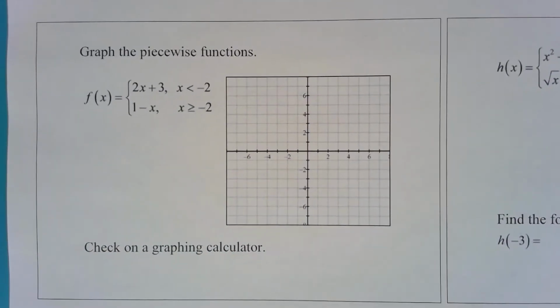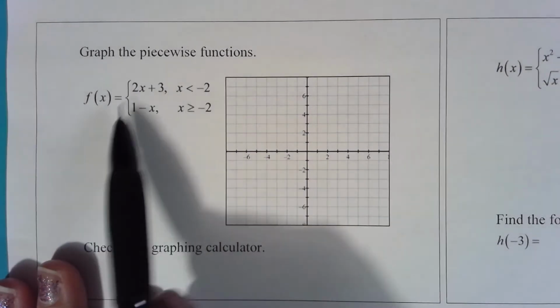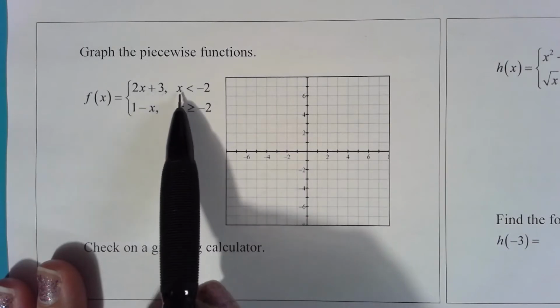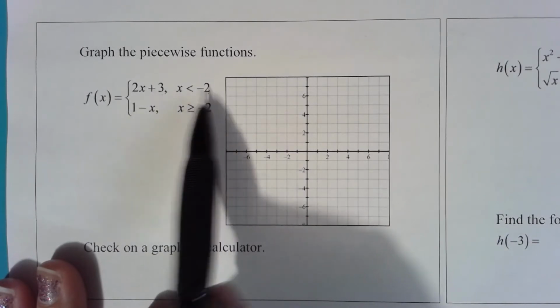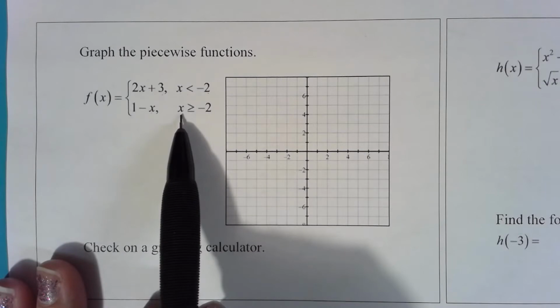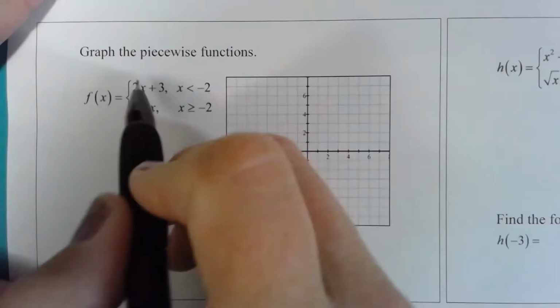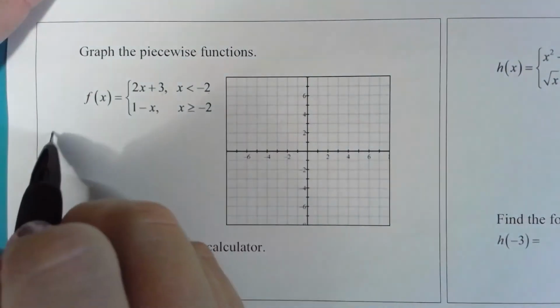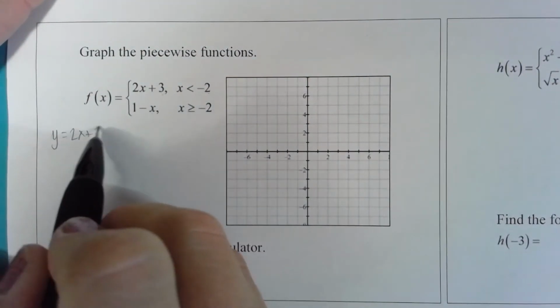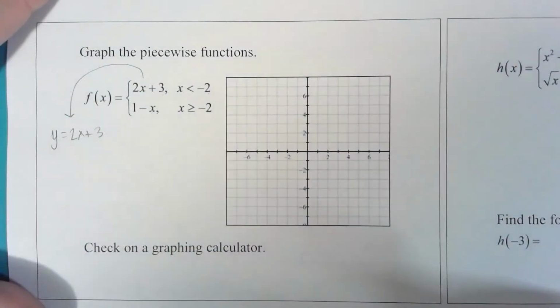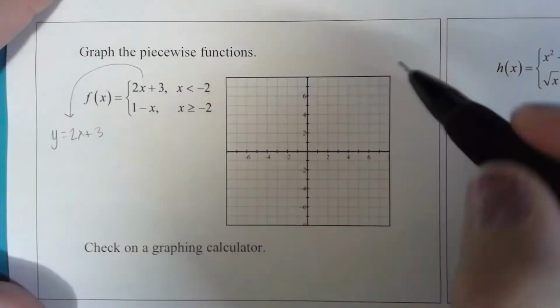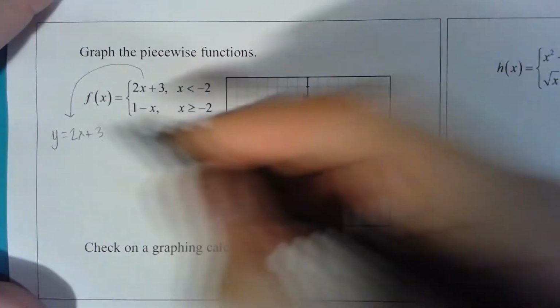All right, so here's a piecewise function for us. I'm going to switch to a pencil, and I think you might find that helpful as well, something that you can erase. So we've got f of x equals 2x plus 3 when x is less than negative 2, and 1 minus x when x is greater than or equal to negative 2. So I have the line y equals 2x plus 3. Well, the y-intercept is 3, and the slope is a positive 2.